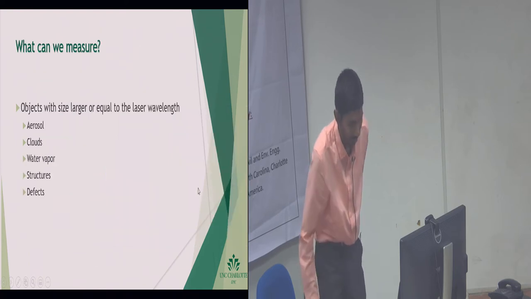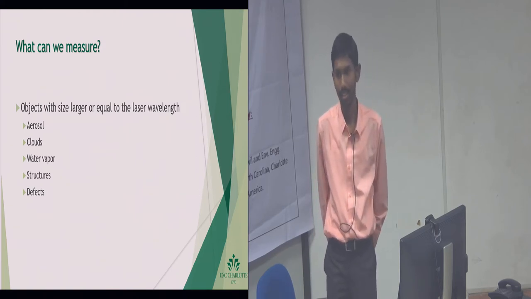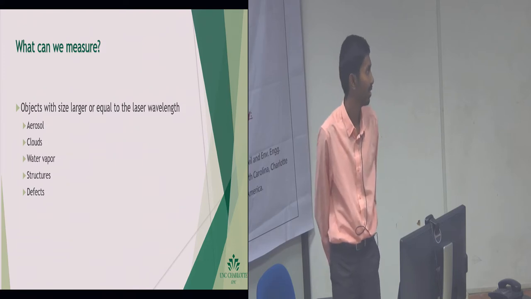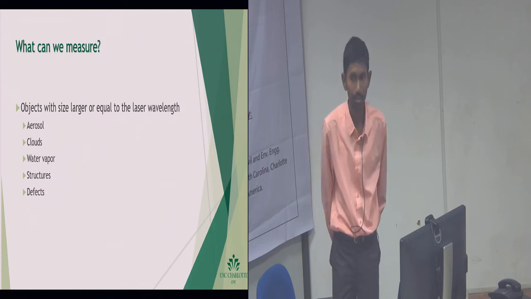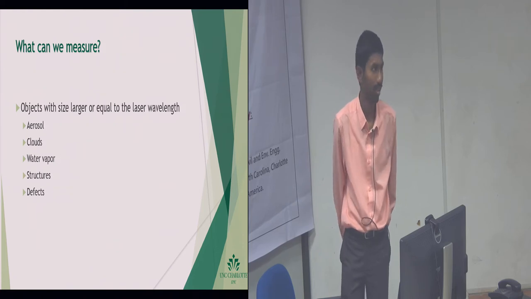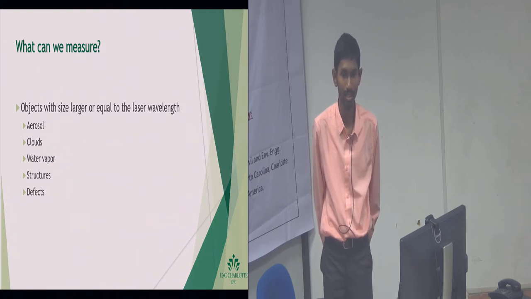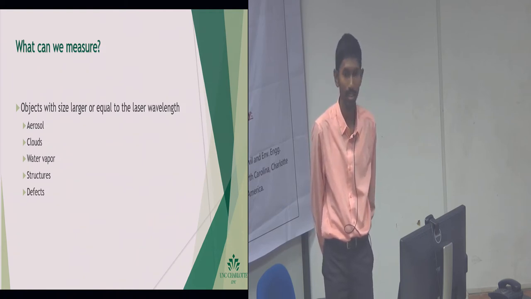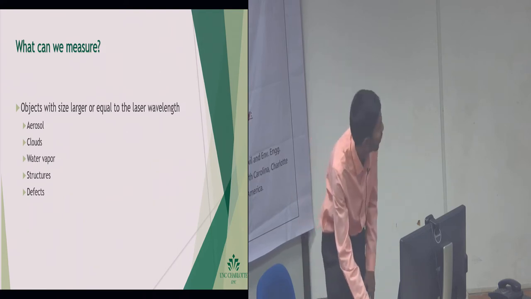Now, what can a LiDAR measure? Basically, it can measure or detect anything which has a size greater than or equal to the wavelength size. In our Faro scanners, we use a 1550 nanometer wavelength for the lasers. So we can measure anything greater than or equal to that. The wavelength also decides the range of the LiDAR. The lower the wavelength, the more it gets scattered, so we have a limited range. If we use a higher wavelength LiDAR, then we could measure a higher range.